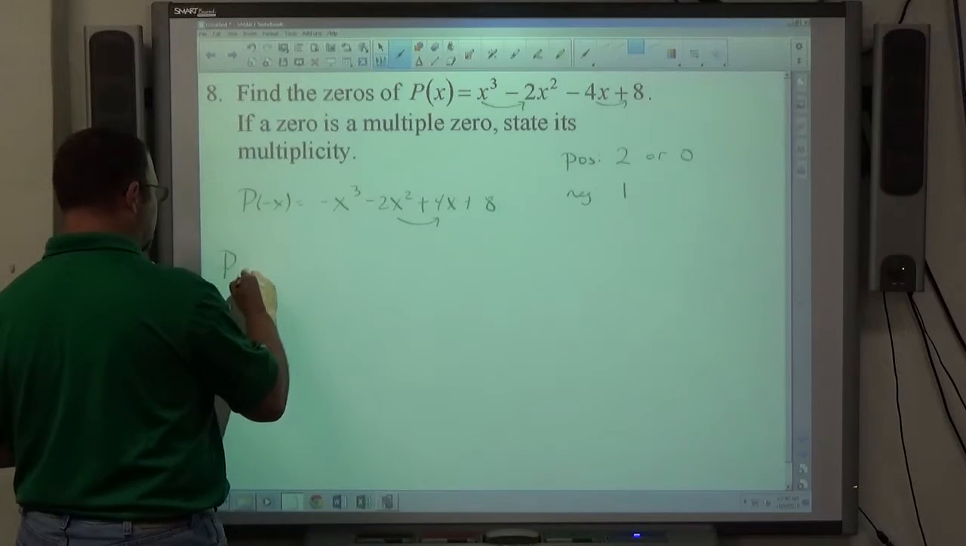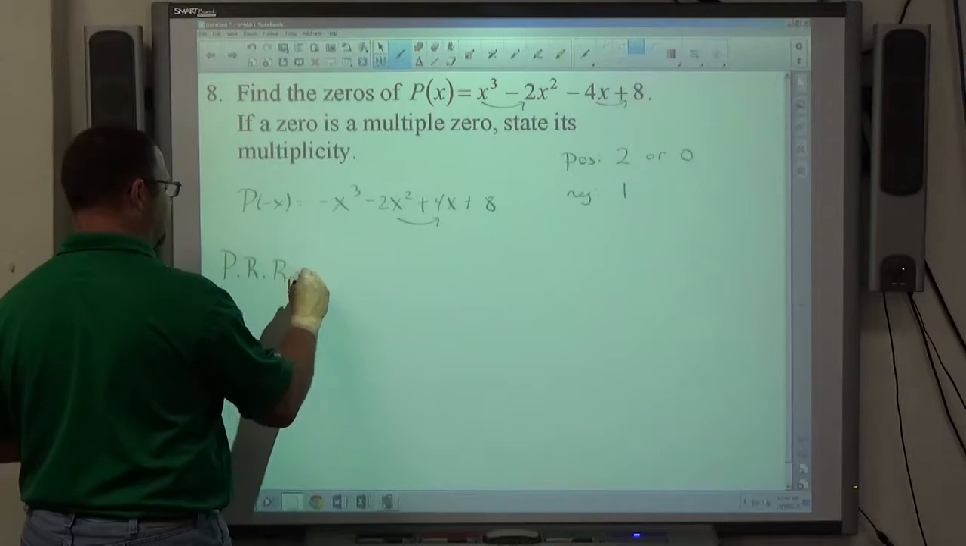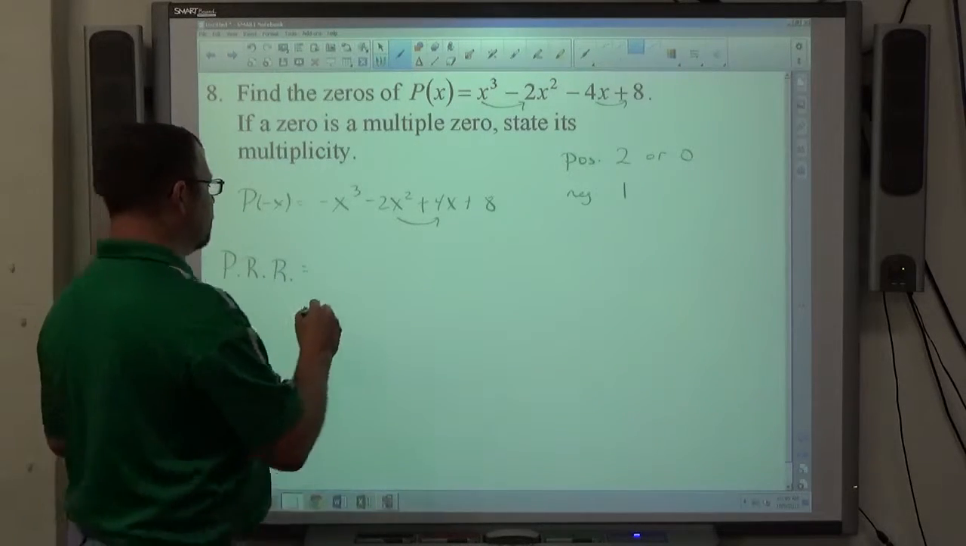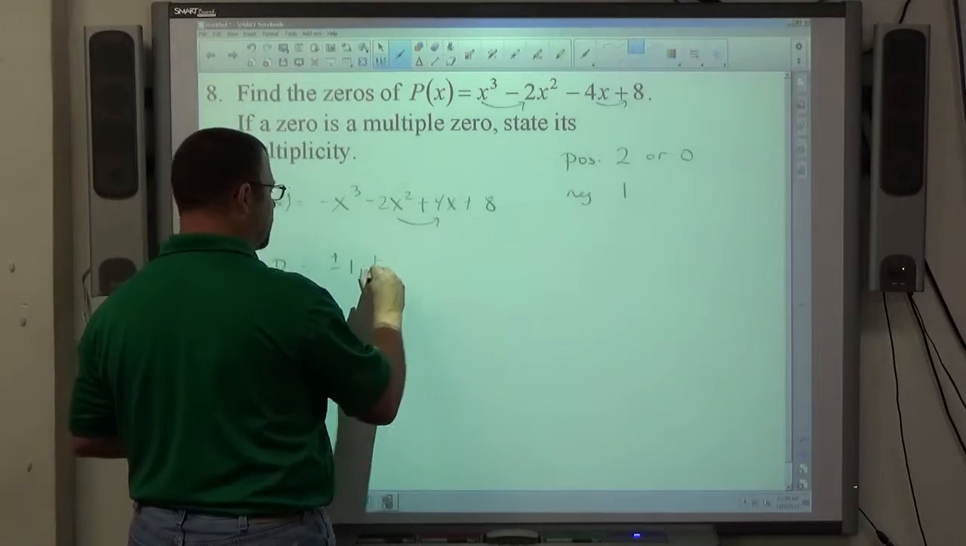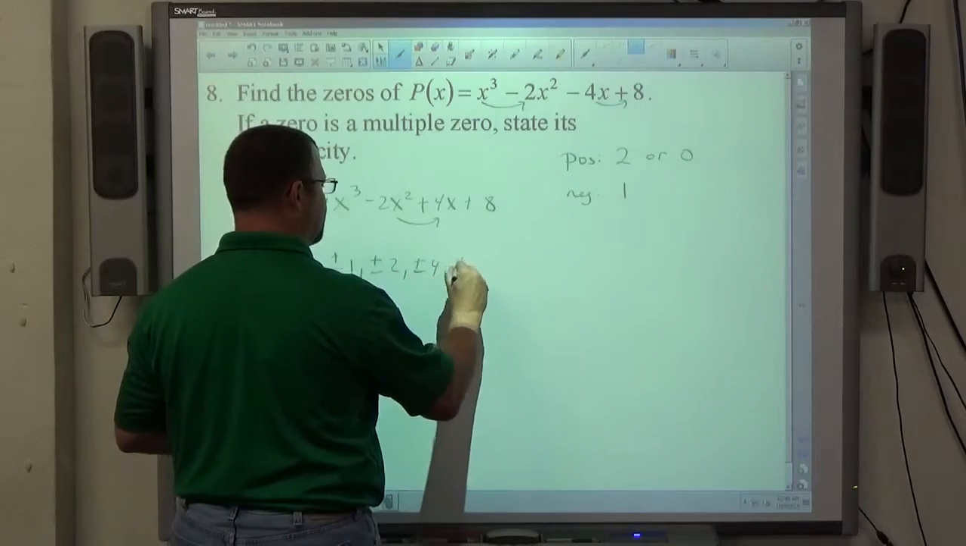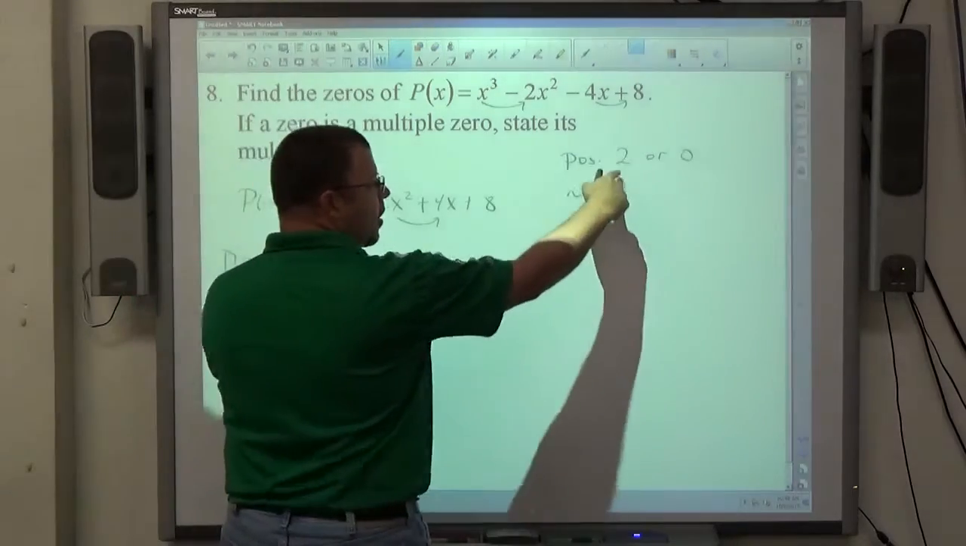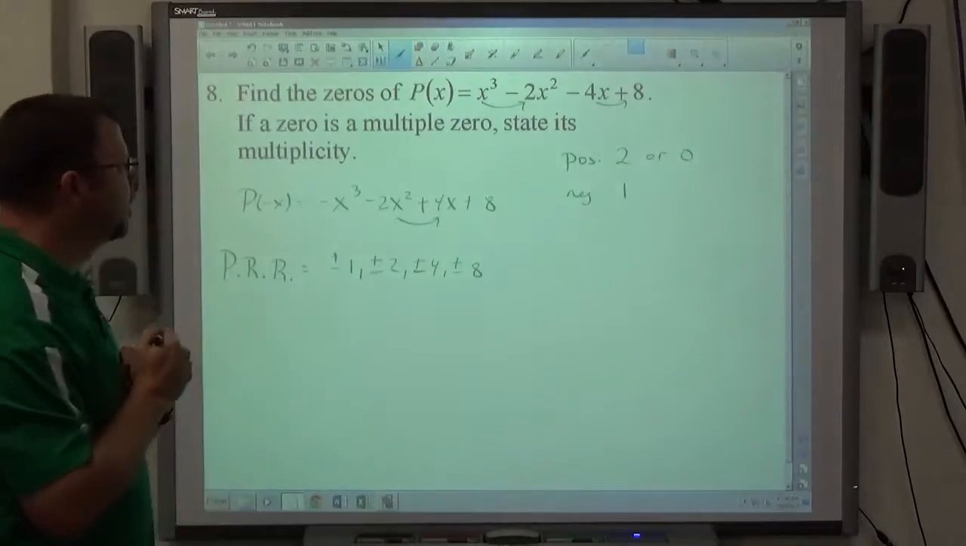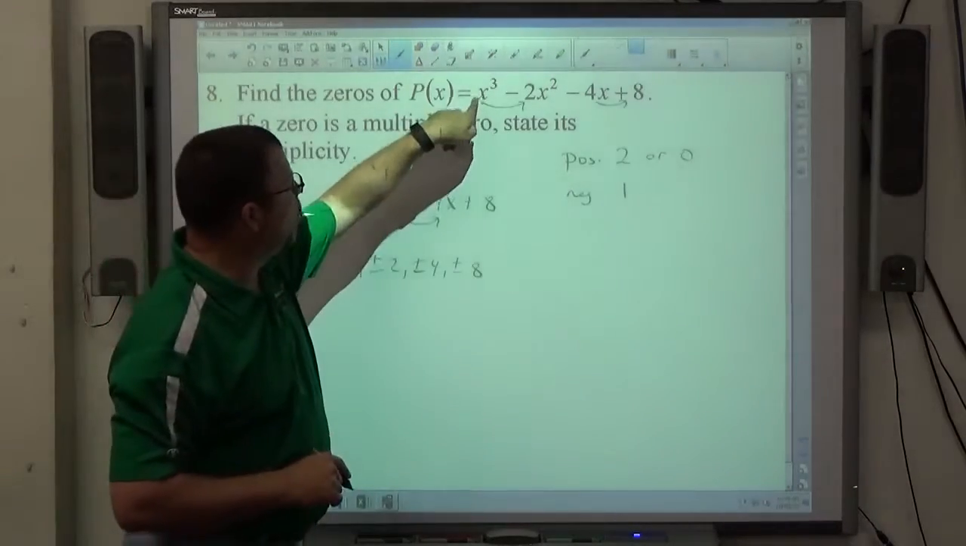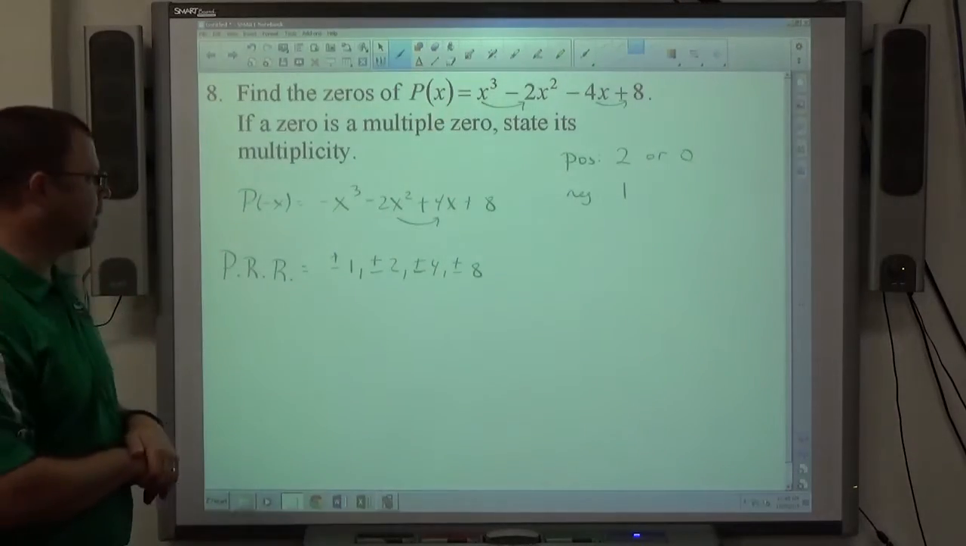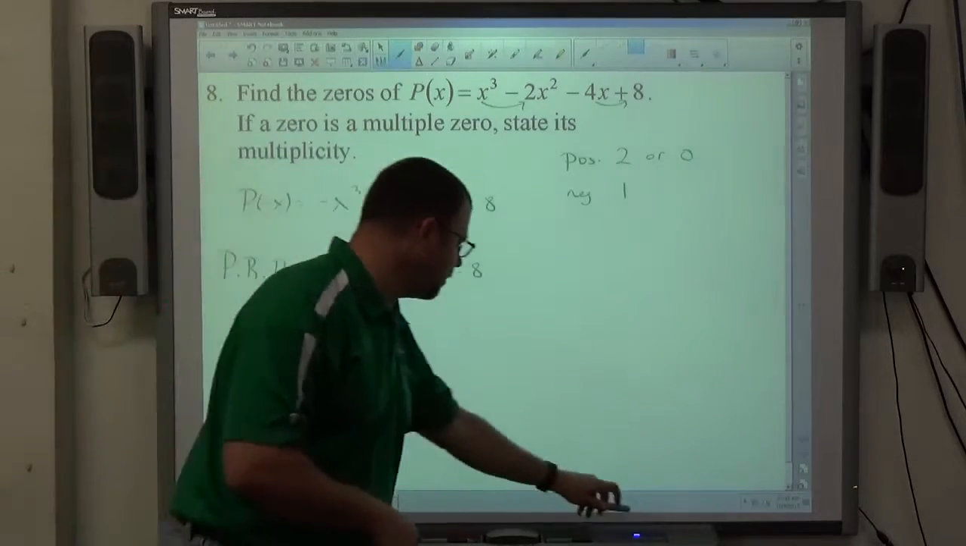So possible rational roots here. I'm going to do plus or minus 1, plus or minus 2, plus or minus 4, plus or minus 8. Putting plus or minus because there are possibilities of both types. All that will be divided by 1, so that's my whole list. That's every number that could possibly be the right answer to this problem.